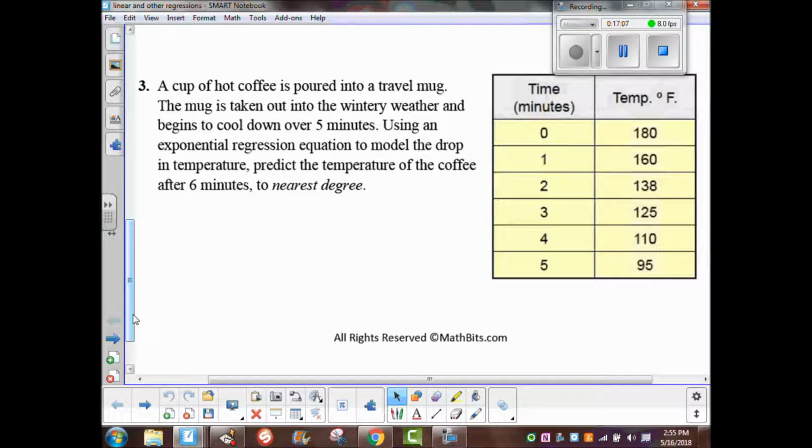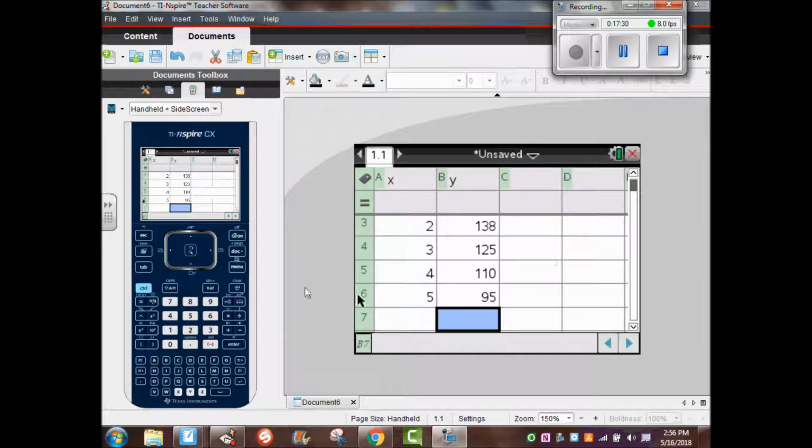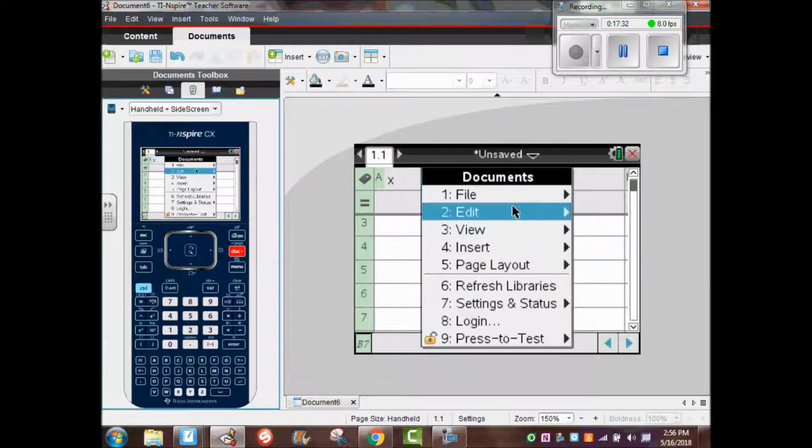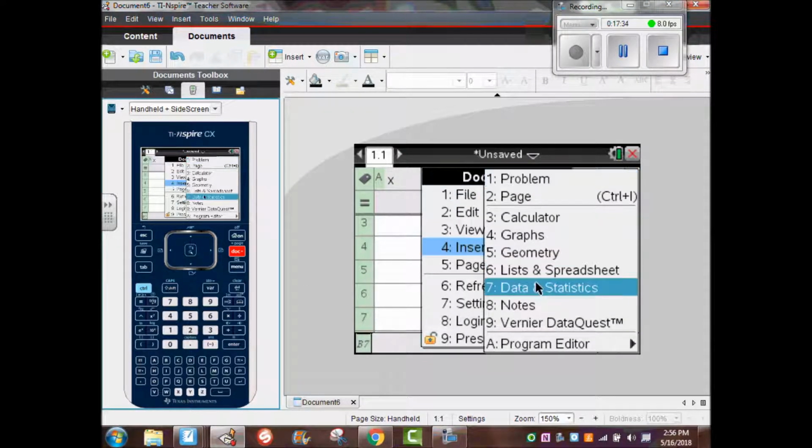Okay, so we want to enter, again, 2 lists, our X list and our Y list. I would absolutely look at the scatter plot. They told us exponential regression to give us our equation, and then we're going to use that because that equation is our predictor. That's our model. So I'm going to pause again so we can enter this info. Turn this back on. So once we have this entered, document, insert, data and statistics.